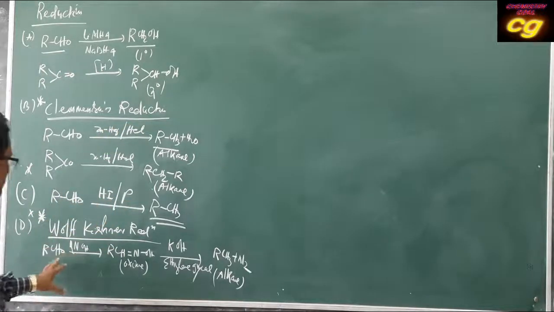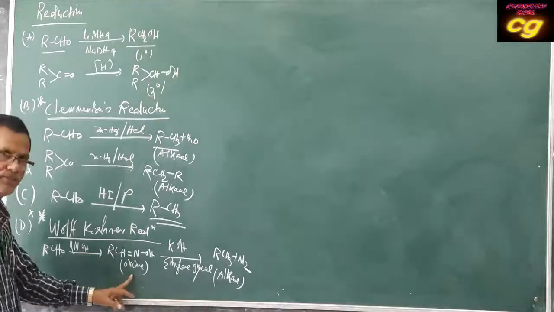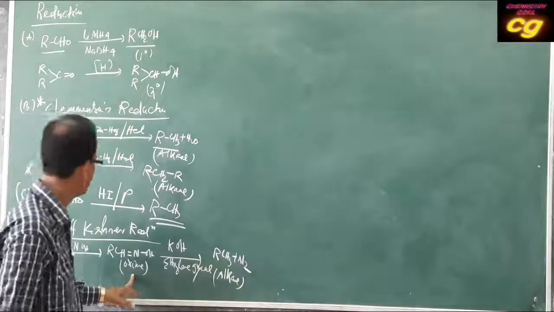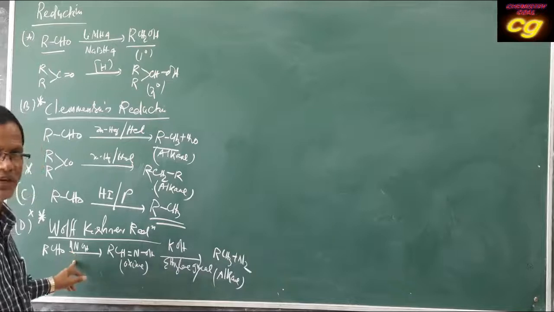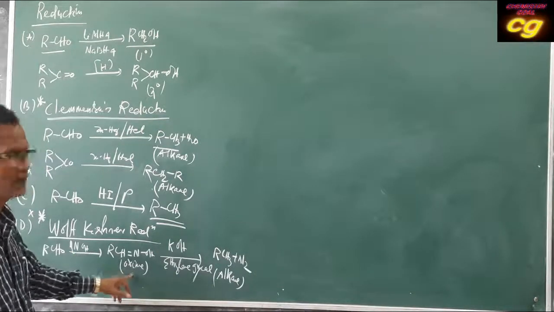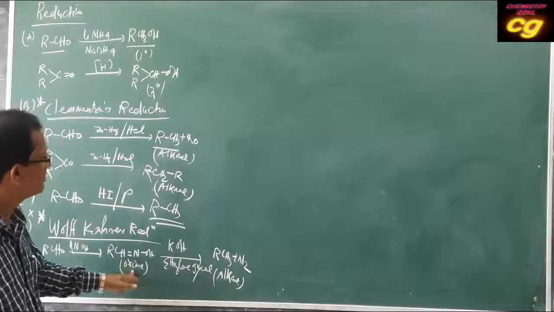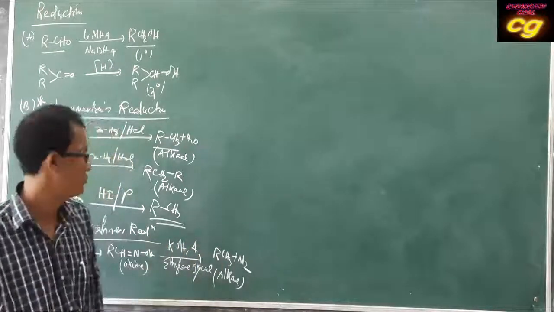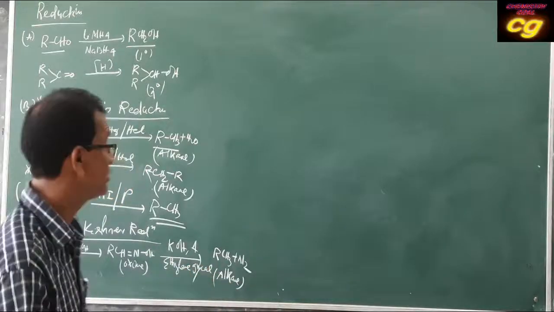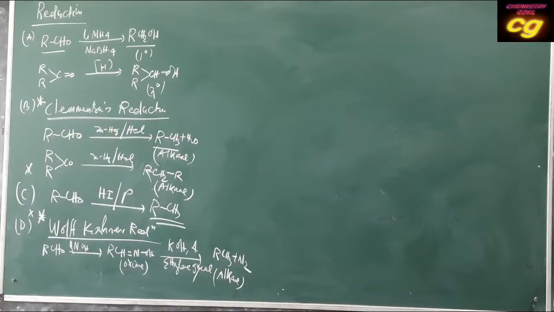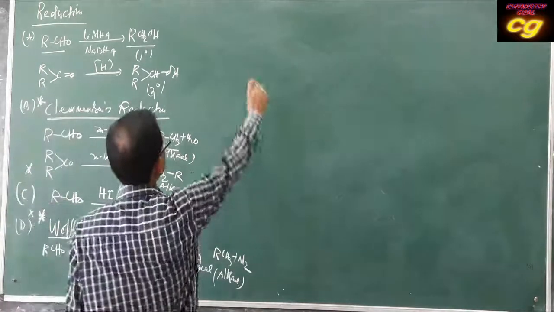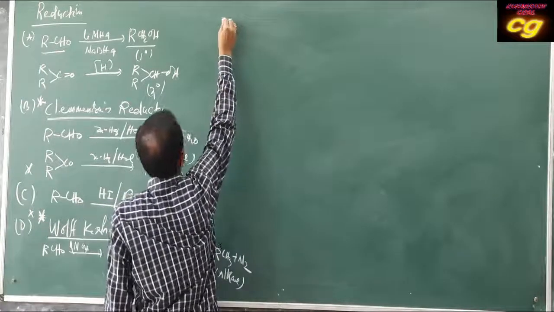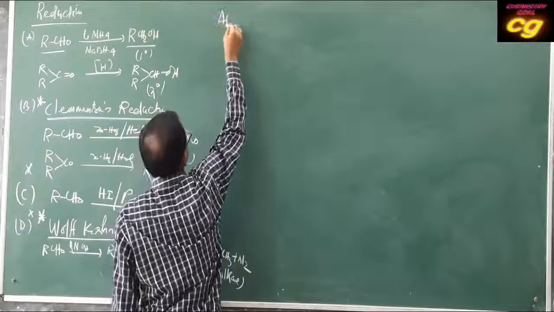In Wolff-Kishner reduction, the aldehyde will first convert to oxime, already discussed earlier. That is NH2OH, hydroxylamine, which reacts with aldehyde or ketone, both. That is oxime. Oxime, when reacted with potassium hydroxide on heating, produces alkane. So this is an important reduction of aldehyde and ketone. Next we will discuss very important reactions, the aldol condensation and the Cannizzaro reaction. First is the aldol condensation.